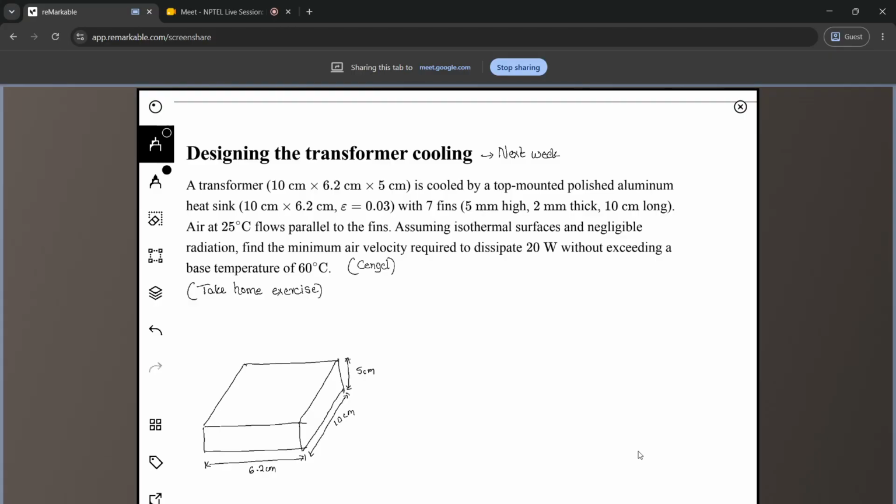So this is some transformer block that we have, and it is cooled by an aluminum heat sink. This heat sink is like some extended surface. So you'll have some surfaces protruding from this, something like this. You might have seen a transformer having something like this. So essentially you have 7 fins. I've drawn only 5, so I'll just draw a cross section of this. You'll be having this as the base, which is 5 centimeters, and then you have multiple, 7 fins on top of this.